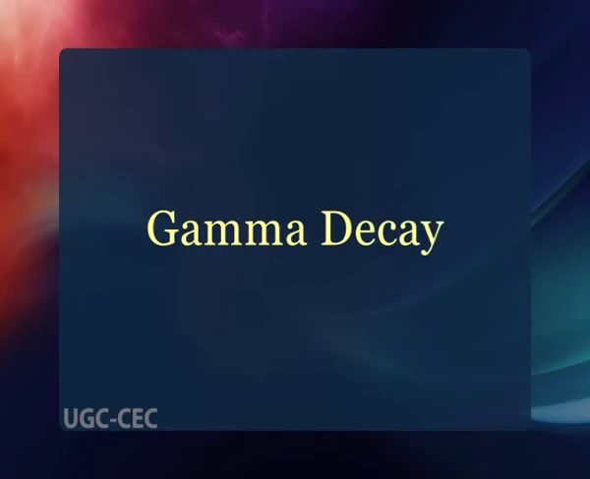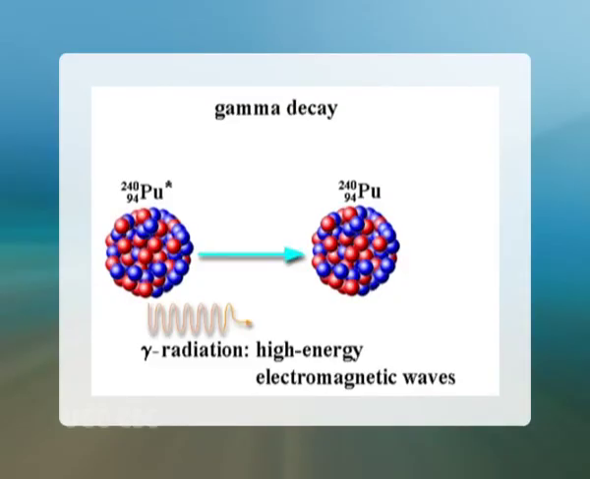Gamma decay. In gamma decay, a nucleus changes from a higher energy state to a lower energy state through the emission of electromagnetic radiation. The number of protons and neutrons in the nucleus does not change in this process, so the parent and the daughter atoms are the same chemical element.